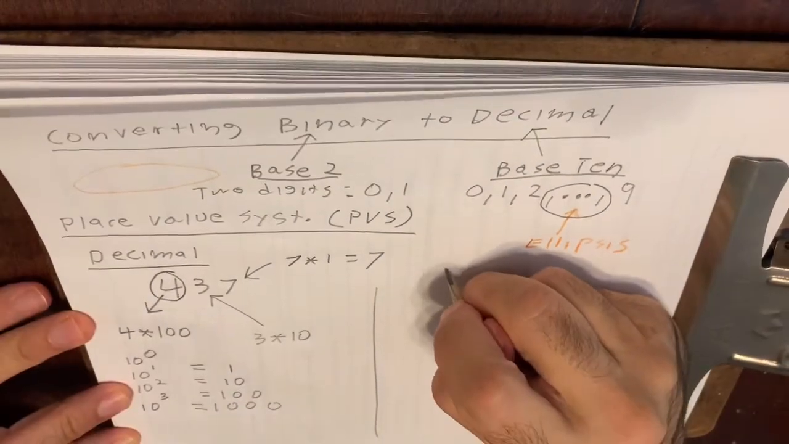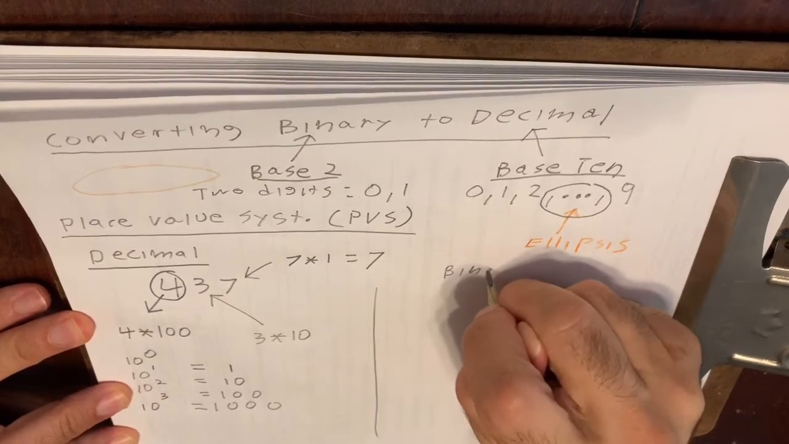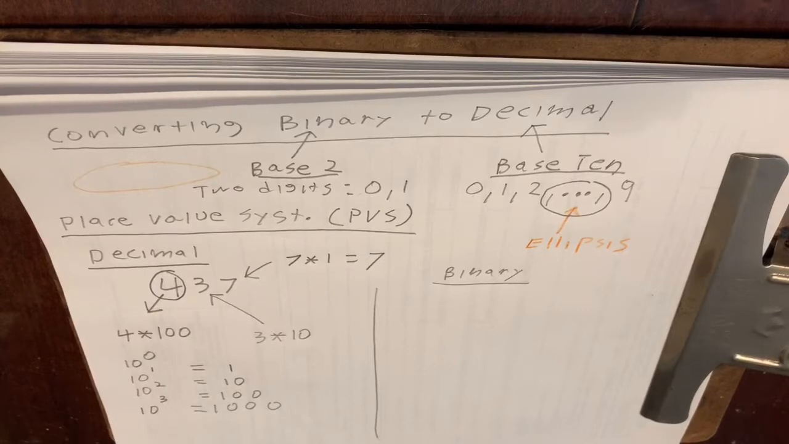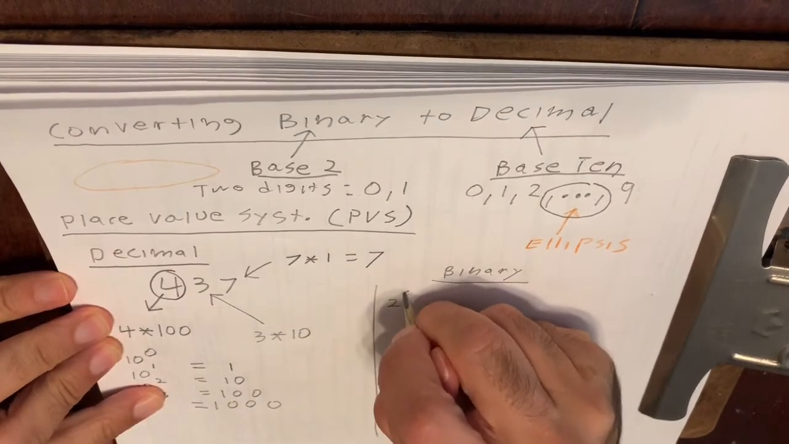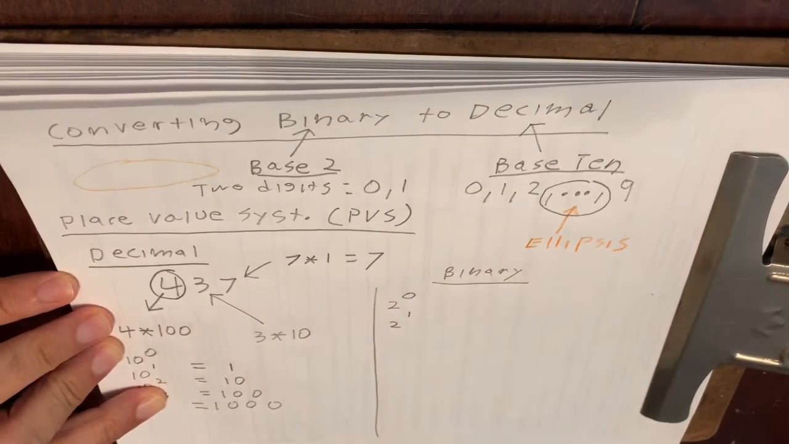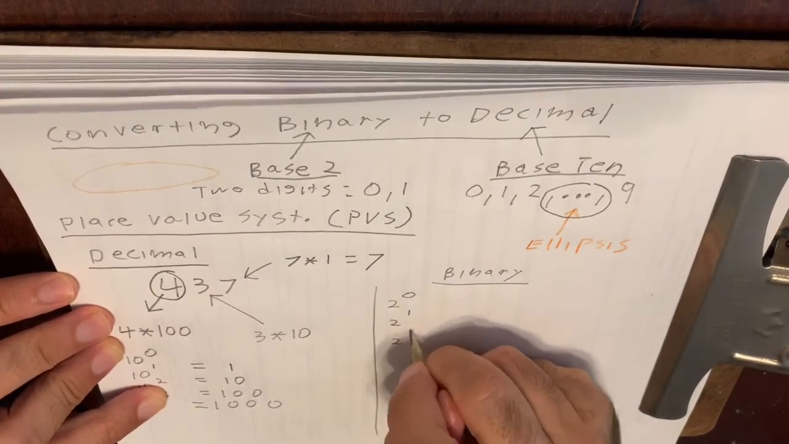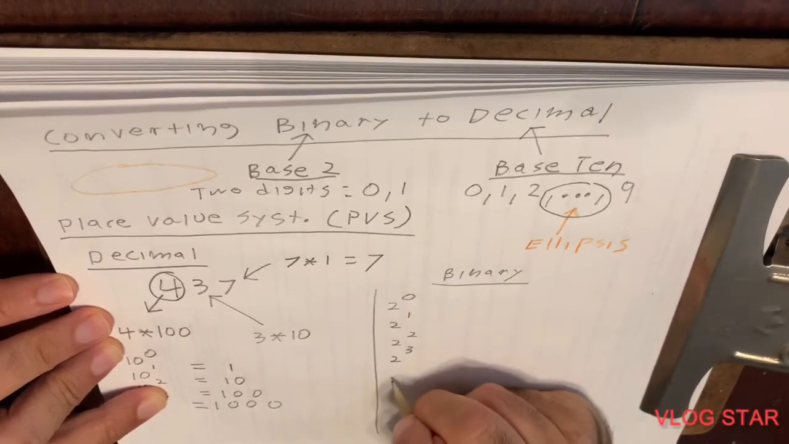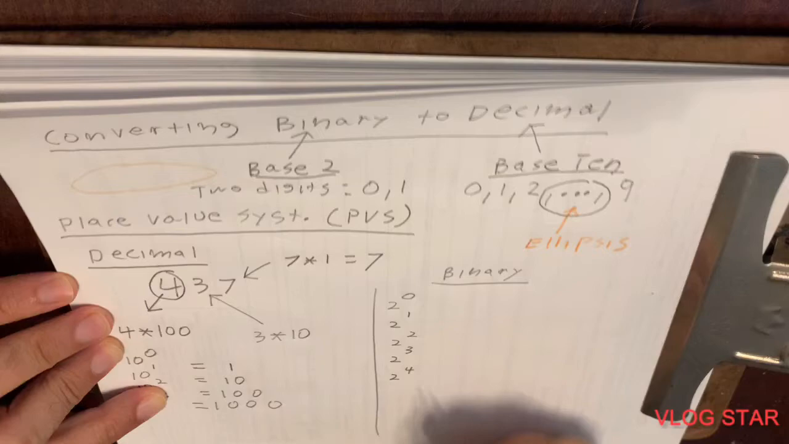Okay, so these powers of 10 you're probably very familiar with. But let's look at the binary system of numeration, because the binary system of numeration, since there are 2 digits, is not based on powers of 10, but rather it's based on powers of 2. 2 to the 0th power, 2 to the first power, 2 to the second power, 2 to the third power. Let's go to 2 to the 4th power.